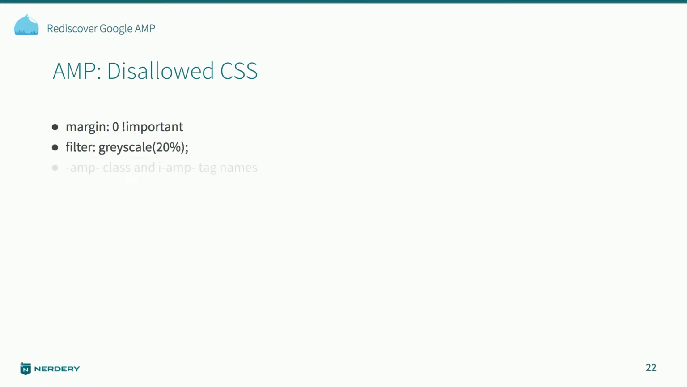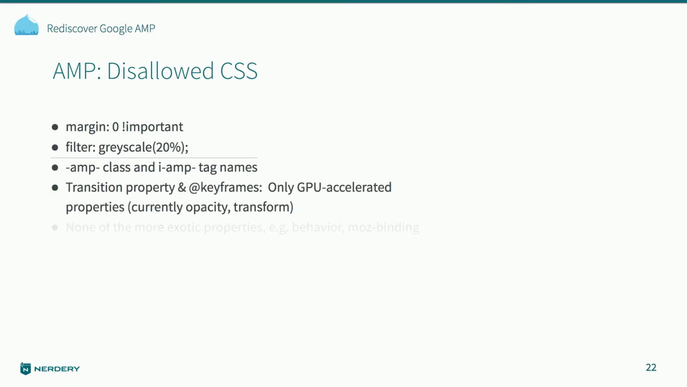Okay, so a few other points about disallowed CSS. There's just a few things that they don't allow because they need to know exactly how to render that page, and they want to make it fast, so they remove the ability to add performance-dragging properties like the filter and the transition properties. They only want to use those that are GPU accelerated so that any animations that you use are super fast.